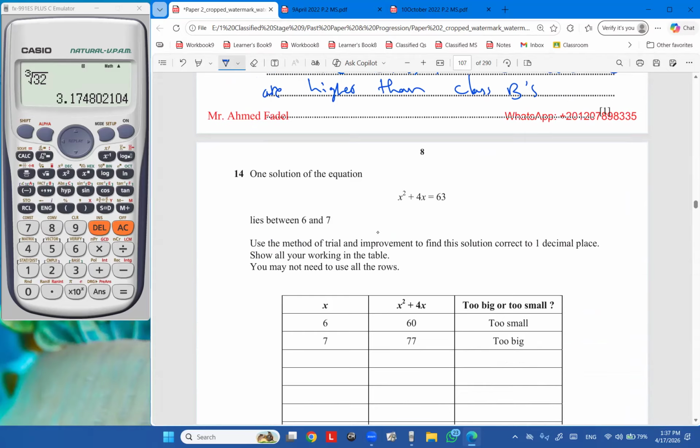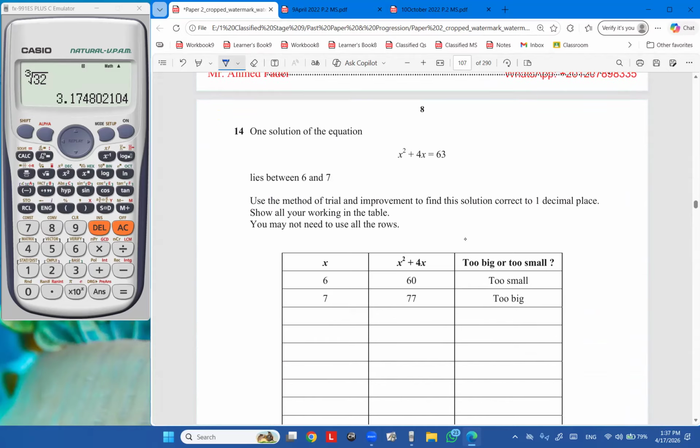One solution of the equation lies between 6 and 7. 6 here gives you 60, while 7 here gives you 77, and they're saying that this is too small, this is too big. So they needed to use the trial and improvement method in order to reach a solution corrected to one decimal place.